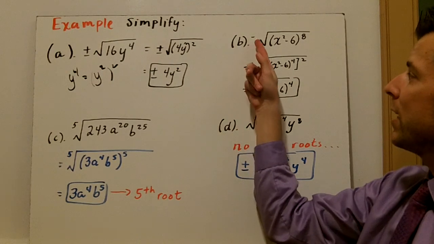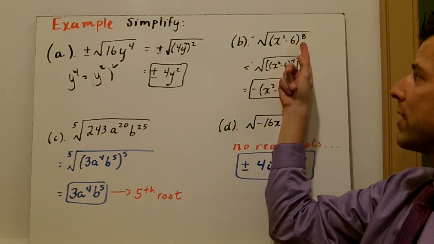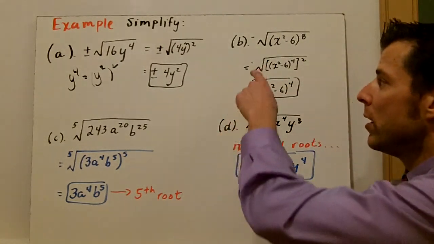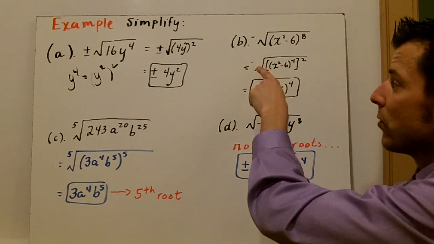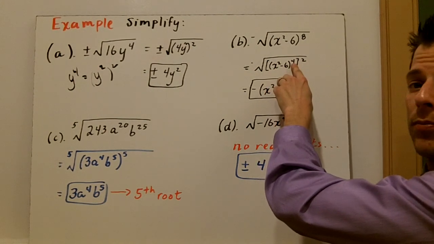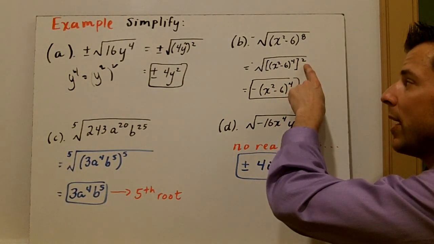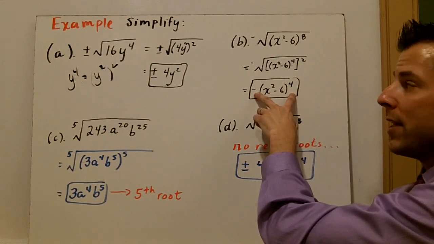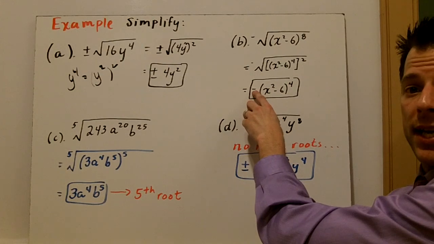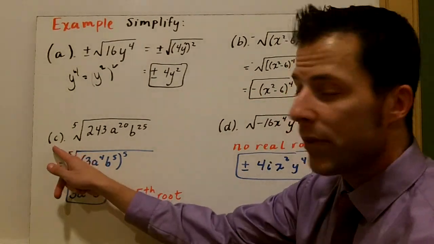Part B, the negative square root of x squared minus 6 to the 8th power. 8 can be broken down into 4 times 2. And we have an index of 2 because it's not written. So we have the quantity x squared minus 6 being raised to the 4th power, raised to the 2nd power. So guess what? That base, x squared minus 6 to the 4th power, comes out, and it's the opposite. We want the negative.